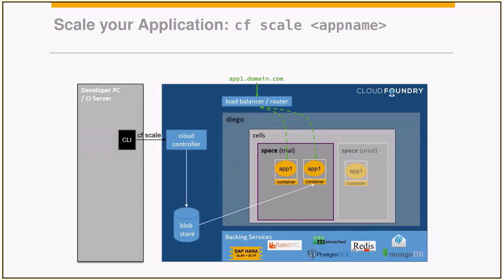Scaling, same thing. The only difference is it doesn't have to send the application bits this time, because the cloud controller already has it. And like I said, the blob store has the droplet, right? So the image resides in this droplet, in the blob store. The cloud controller just says, you know what, Diego, go ahead and put it in a new container, and that's deployed to a new container.